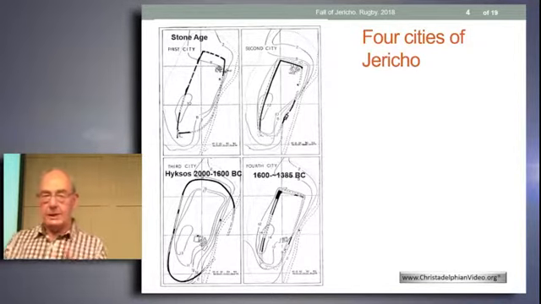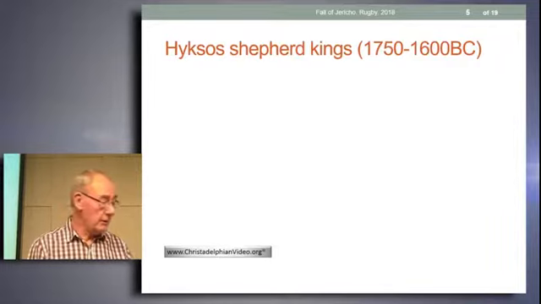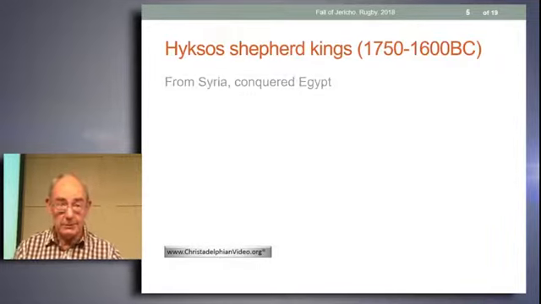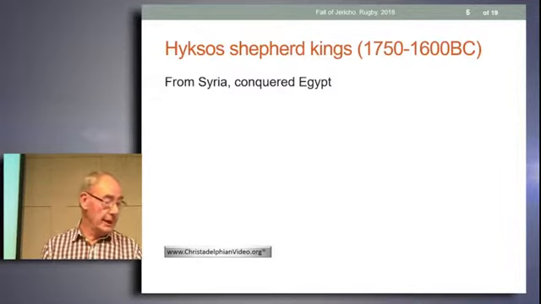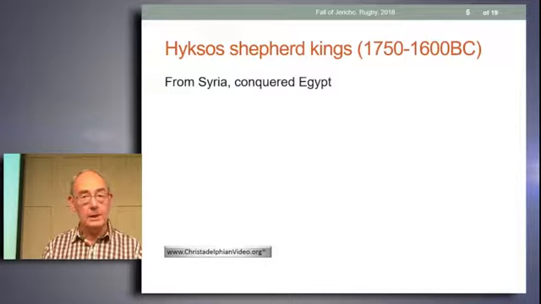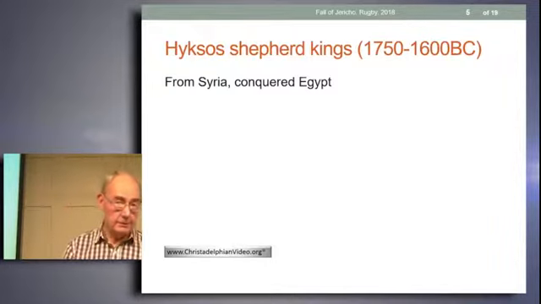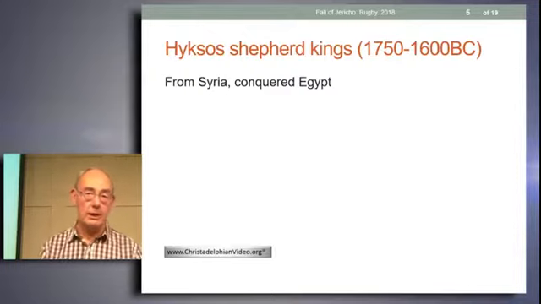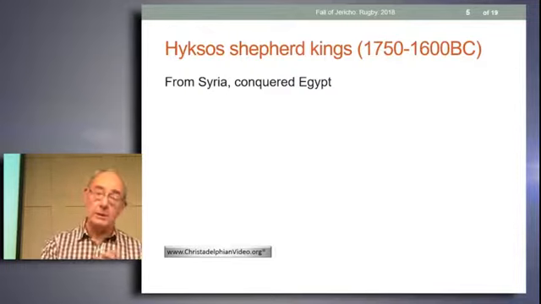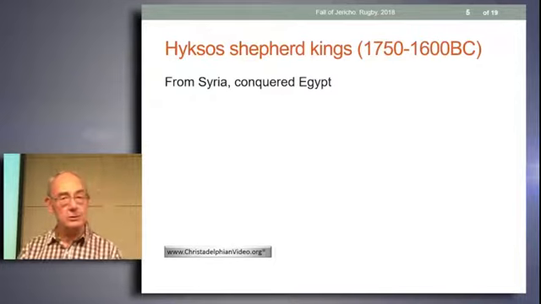I said we'd say a little bit about these Hyksos shepherds. They came from Syria, and they were, as their name implies, shepherds, and they actually conquered Egypt. And so at the time when Joseph and his family, 70 souls who moved from Israel into Egypt, were there, Egypt was actually ruled by these foreigners, these Hyksos shepherds.